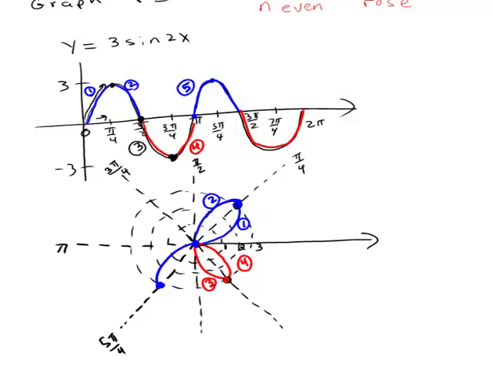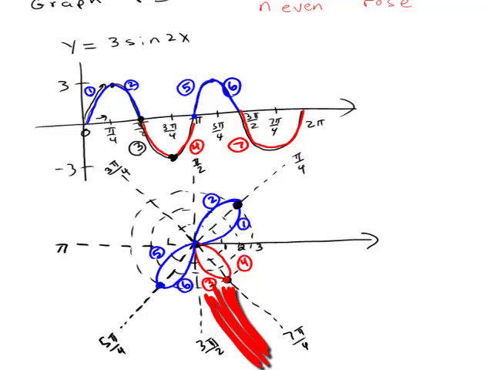And then from 5 pi over 4 to 3 pi over 2, which is this portion here, r is going to go from 3 at 5 pi over 4 to 0 at 3 pi over 2, right? And so we're going to go back to the pole again, like that. Okay, and so 7 is going to be what happens as we go from 3 pi over 2 to 7 pi over 4. So 3 pi over 2 is this portion.